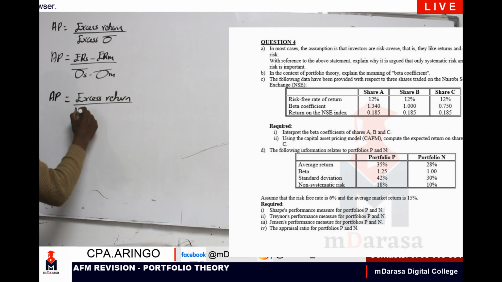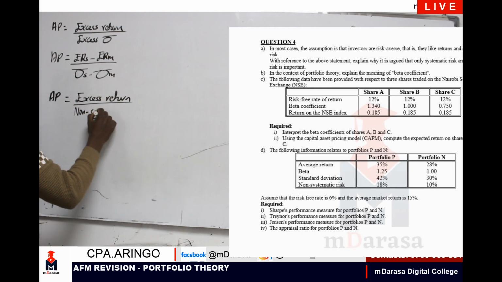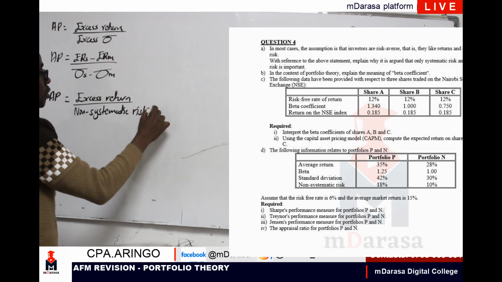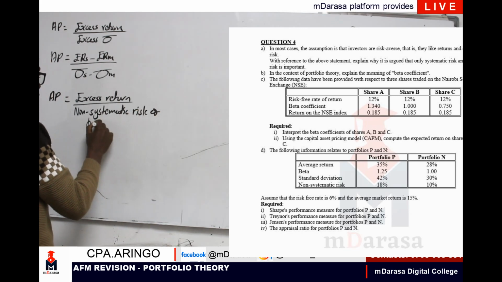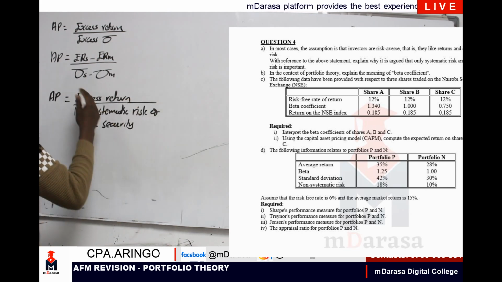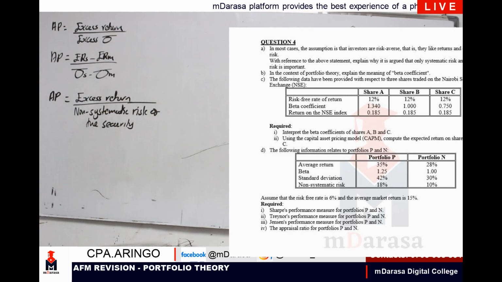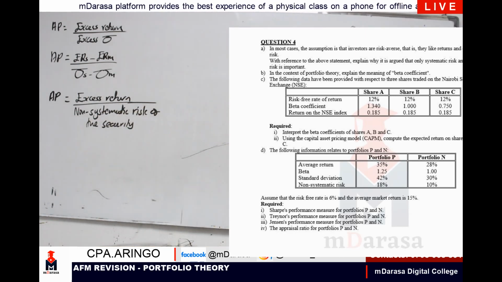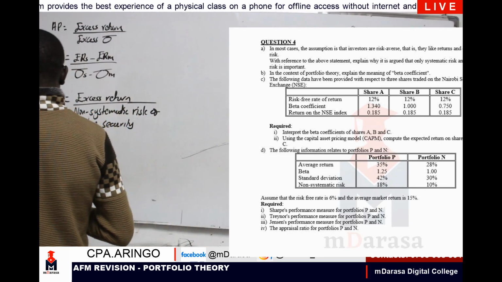And that's why Molimo mentioned this from the word go. Non-systematic risk of the security, in the event that you're not given the standard deviation of the market. So like in our case, you aren't given the standard deviation of the market, but you're given the non-systematic risk, right? So how will you go about it? That will be simple now.